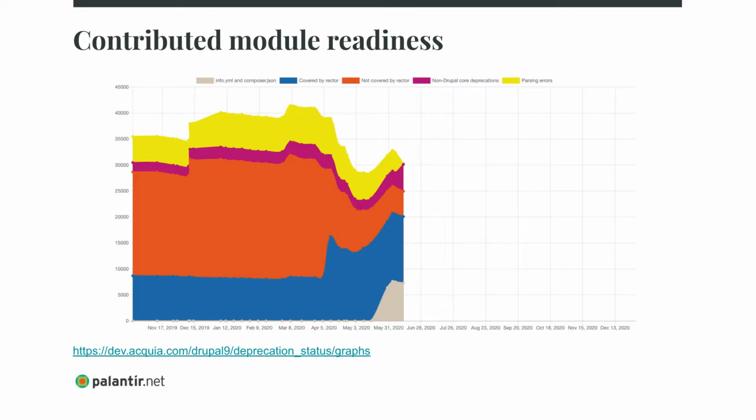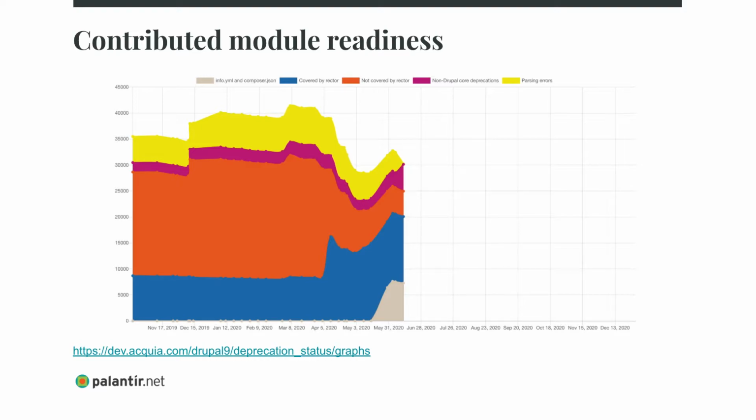So this is an overview of all the different issues that were found by this tracking tool that Acquia has provided. And it's found that a good number of these issues are issues with info.yaml files or composer.json files. And those issues are fairly easy to fix, which is good news. And then the blue issues are issues that can be fixed by the automated tool Drupal Rector.